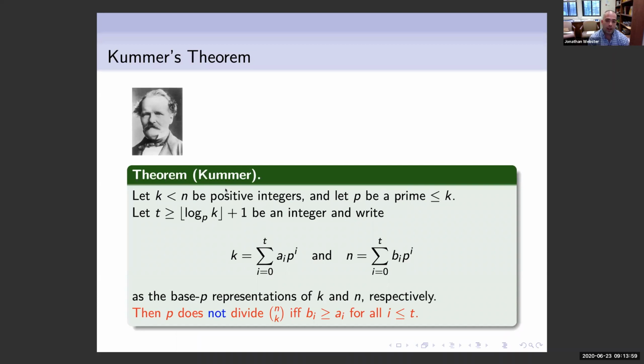Kummer's theorem gives a nice criterion for when n choose k is divisible or not divisible by a prime. So if we write k and n in their base p representation, the digits in the representation of n need to be greater than or equal to the digits in the representation of k. And so we can use this theorem to write down congruences for every prime power less than or equal to k that we know g of k must satisfy.